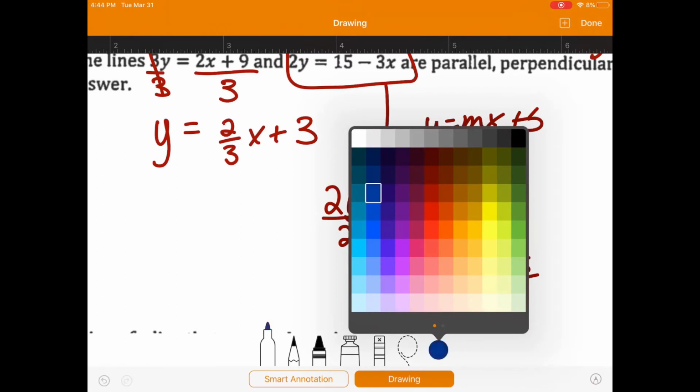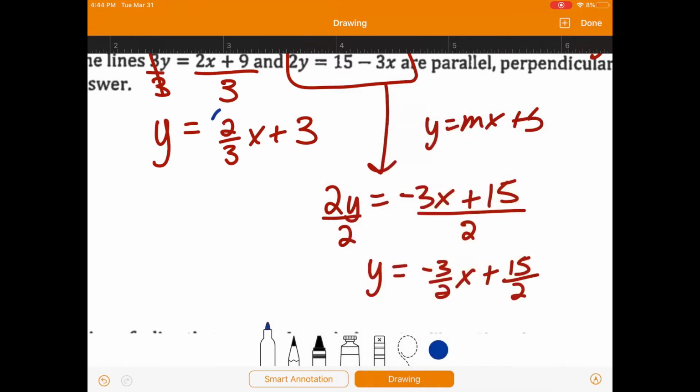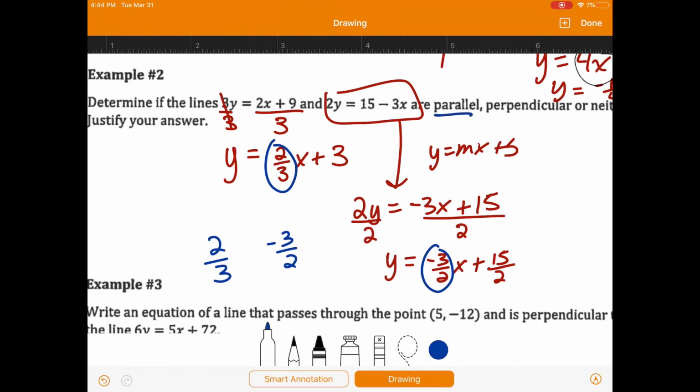So if we look at the slopes for the first equation, it's 2 over 3. And then for the second one, it's negative 3 over 2. Now comparing those, 2 over 3 and negative 3 over 2, are they the same, negative reciprocals, or neither one of them? That's what we're looking for. So they're definitely not the same, which means they're not parallel.